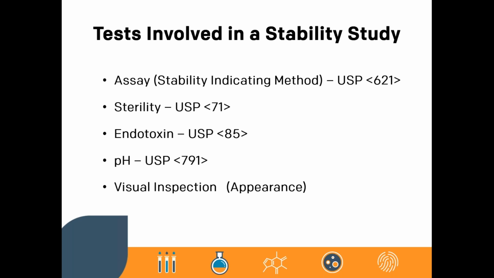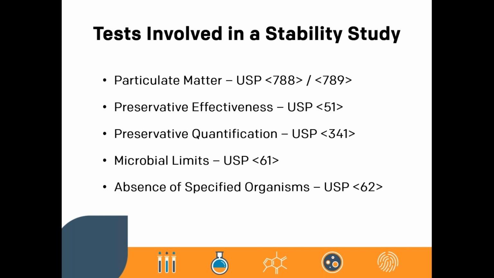But yet the chemical change of concentration did not change. So there are several tests that are actually involved or important in a stability study. Again, particulate matter, that's listed in 788, the preservative effectiveness, the actual quantitation of the preservative.